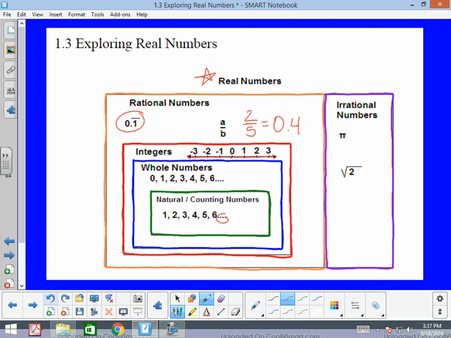Okay, so this is the end of video 1, just an introduction to real numbers and their different types. Video 2 will have some ways you're going to be using this particular diagram.